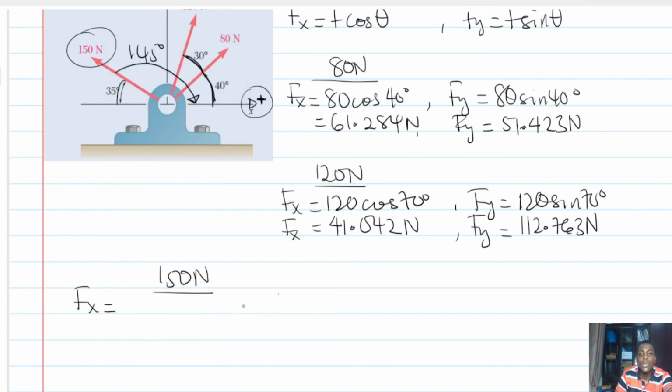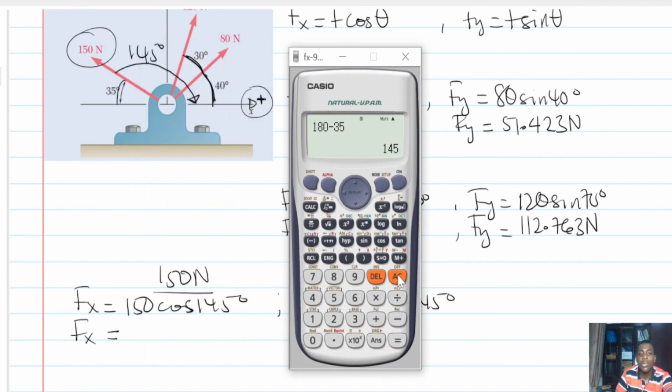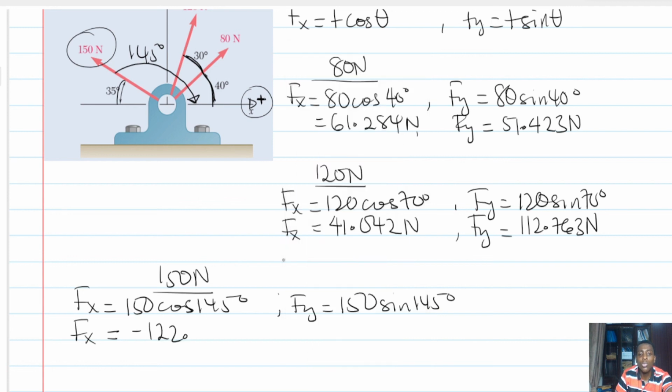It means that the x component of this force is going to be 150 cos 145, and then the y component is going to be 150 sin 145. And what is it? So 150 cos 145, I'm going to get minus 122.873. Minus 122.873 newtons.